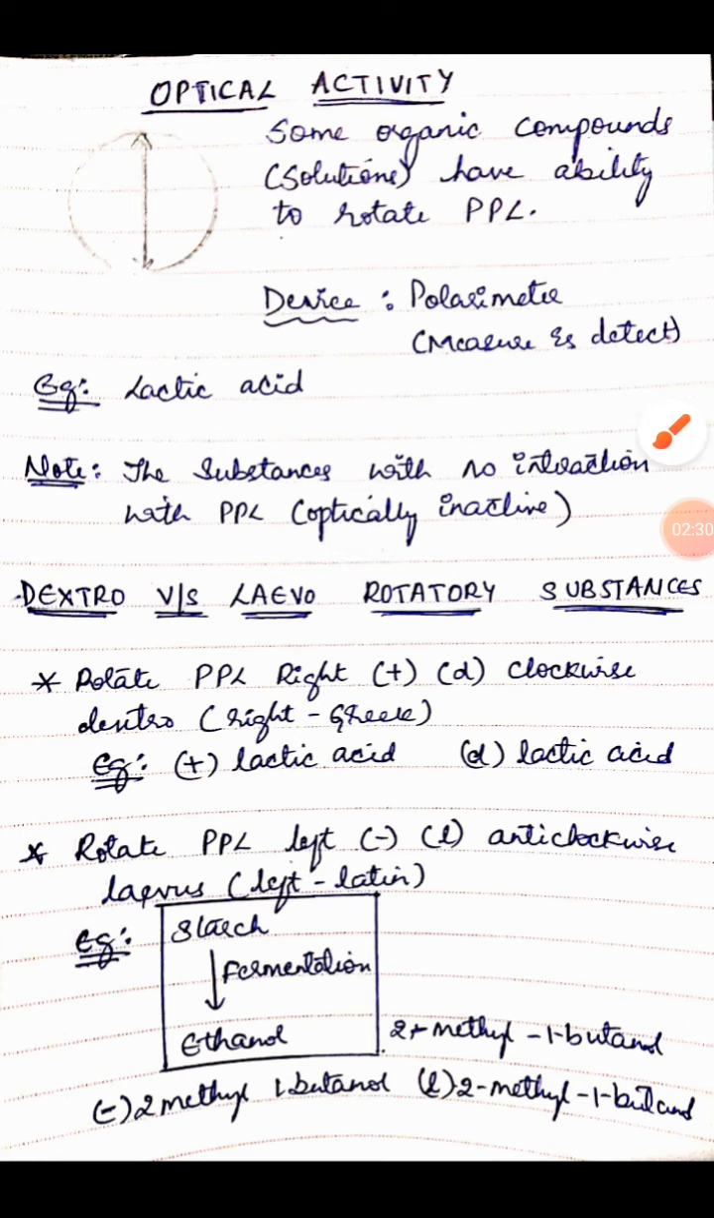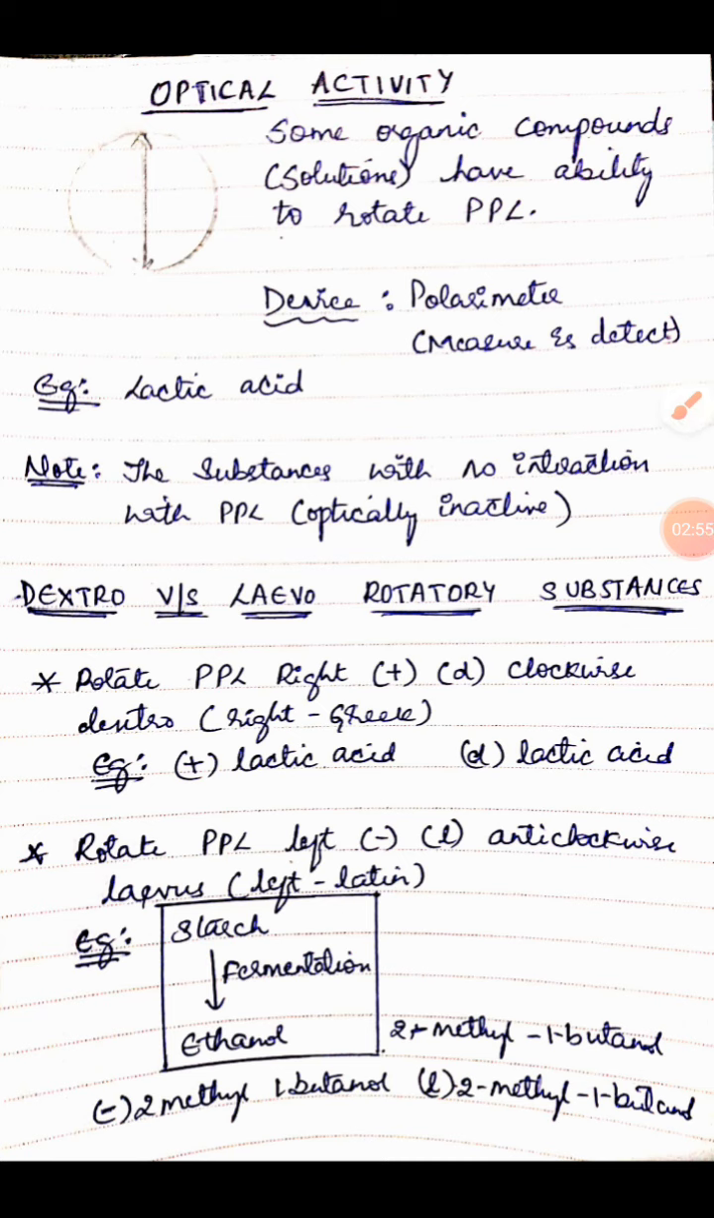So now, what is optical isomerism? Two compounds which have similar molecular and structural formula but differ in the direction of rotation of PPL. If there are two optically active compounds having similar molecular formula and structural formula, but they differ in the direction of rotation of PPL, hence they exhibit optical isomerism.